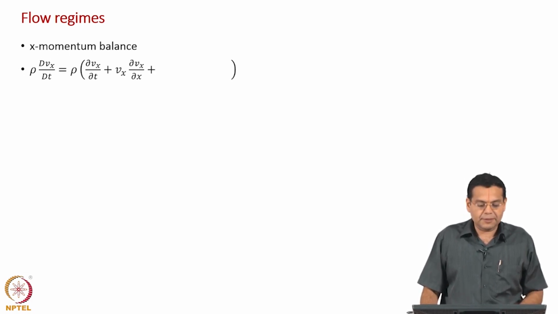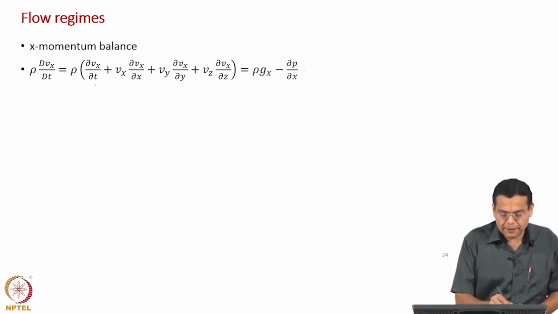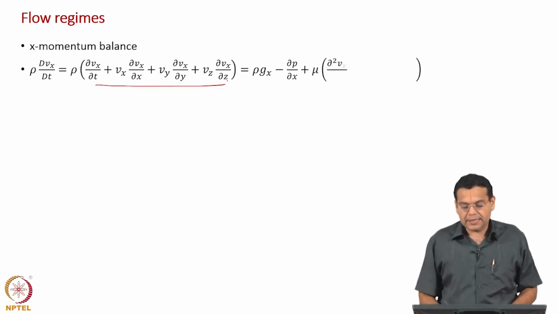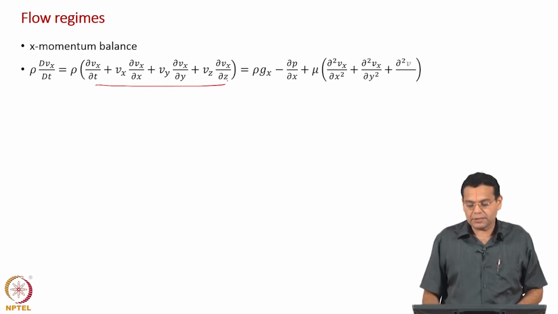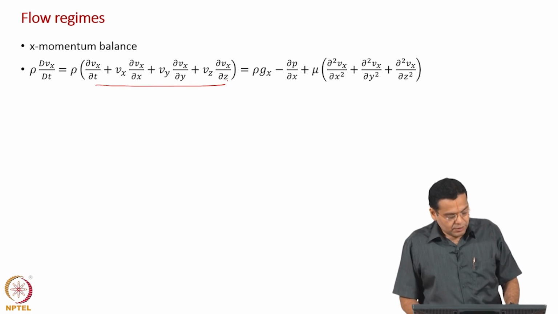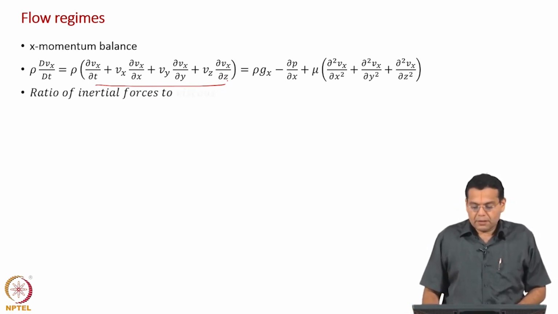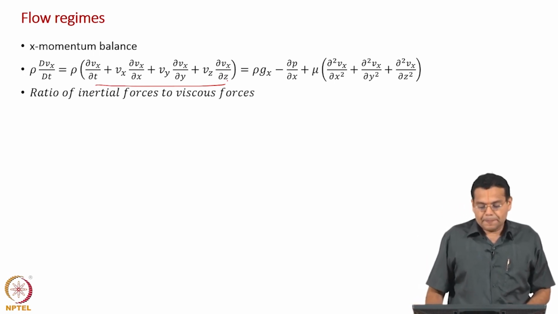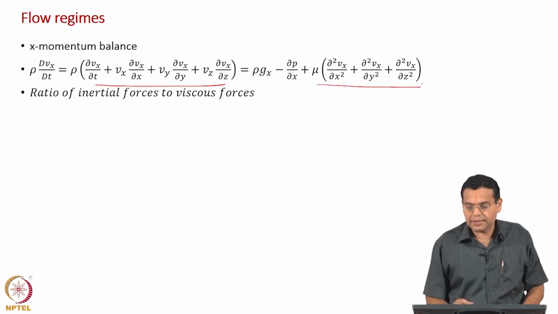Left hand side has been written in terms of the substantial derivative, rho into dvx by dt, and it is expanded here. On the right hand side we have the body force and the surface forces due to pressure and viscous stresses, which is the Navier-Stokes equation in the x direction. Now, what we will do is consider the viscous forces on the right hand side. We know these are the viscous forces.